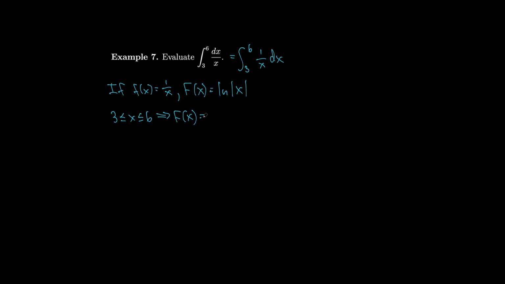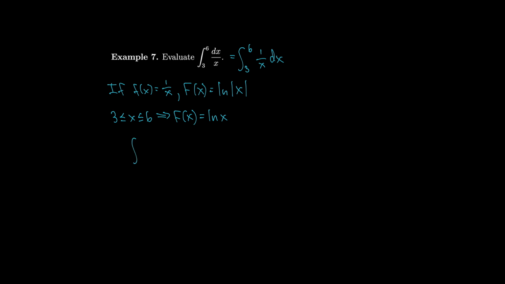This integral is actually just shorthand. It's a lazy way of writing the integral from 3 to 6 of 1 over x dx. Sometimes we just put the dx in the numerator to save space. So again, we can use the fundamental theorem of calculus. If f of x is 1 over x, then capital F of x is ln of the absolute value of x. So if x is from 3 to 6, capital F is equal to ln x, because we don't need the absolute value if we're just from 3 to 6.